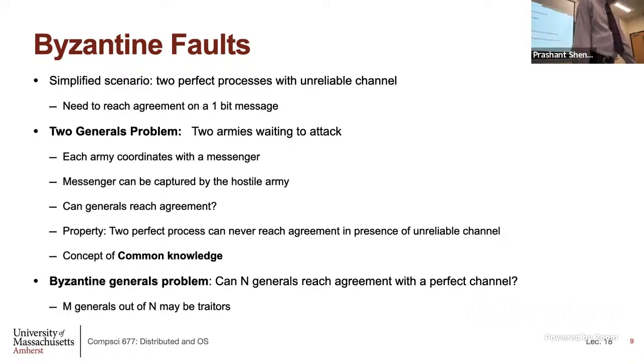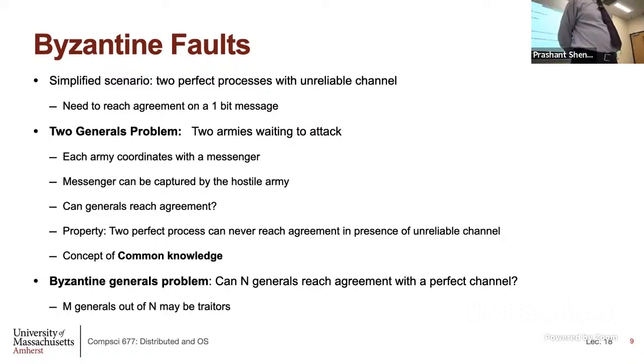So the question that you should ask is, how does A know that the message was actually received? A just sent a messenger. I just told you that the message actually reached. But how does A know that the message reached and it can go ahead and launch an attack at whatever the time is? A doesn't know whether the messenger was intercepted, or received, or delivered the message. So what can we do?